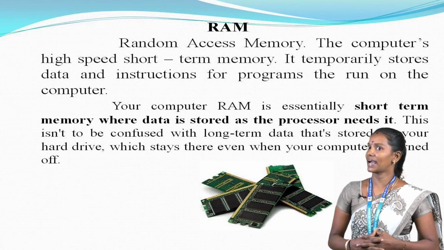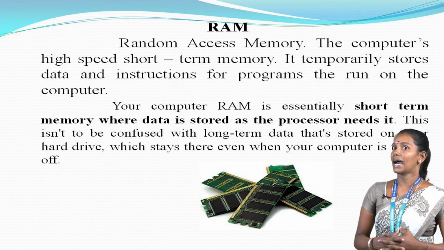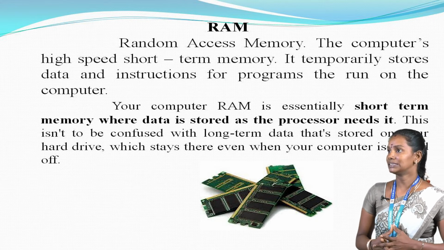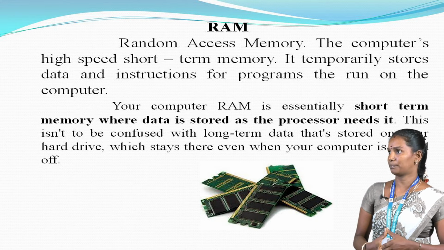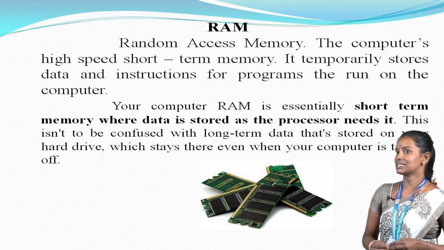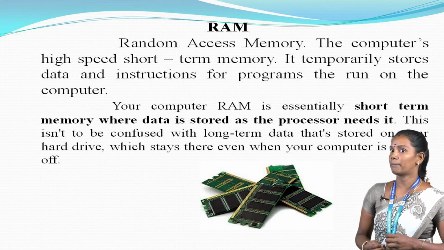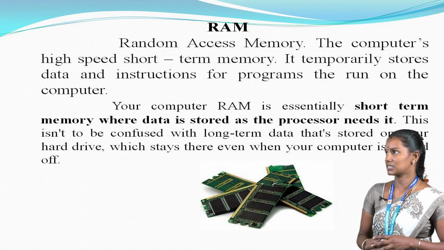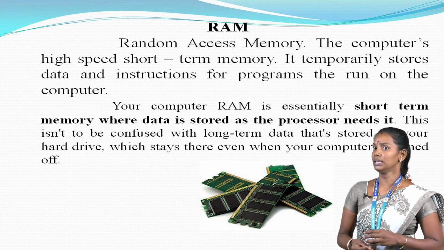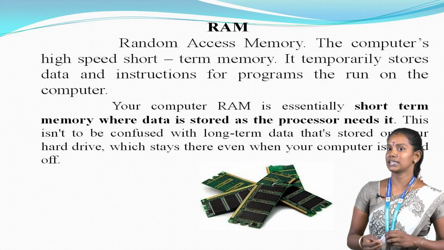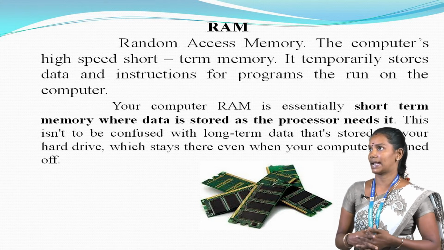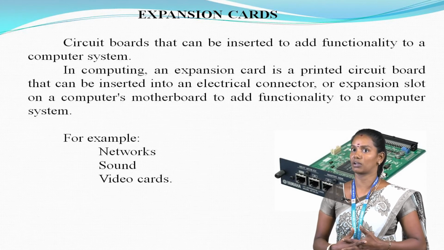RAM means random access memory, the computer's high-speed short-term memory. It temporarily stores data and instructions for programs that run on the computer. Your computer's RAM is essentially short-term memory where data is stored as the processor needs it. This is not to be confused with long-term data that's stored on your hard drive, which stays there even when your computer is turned off.